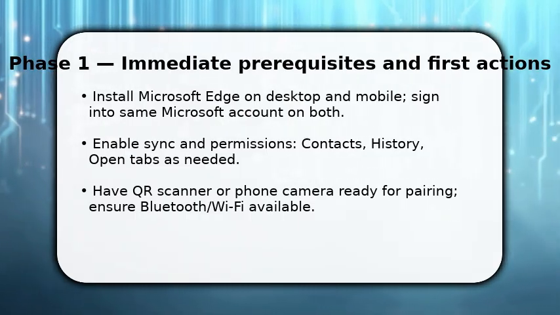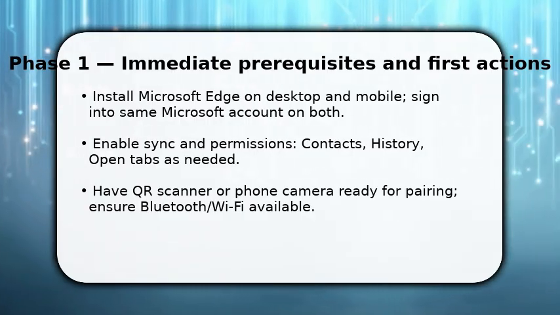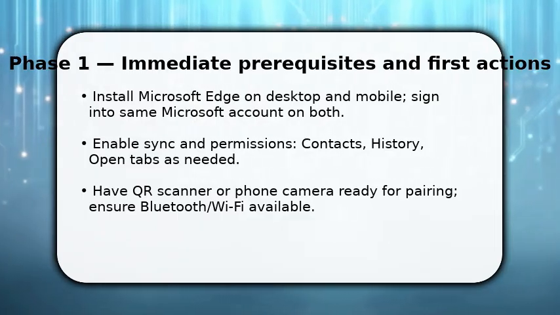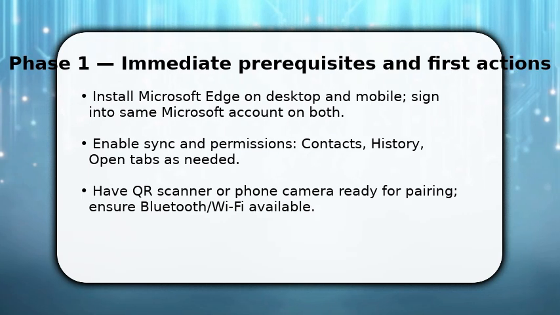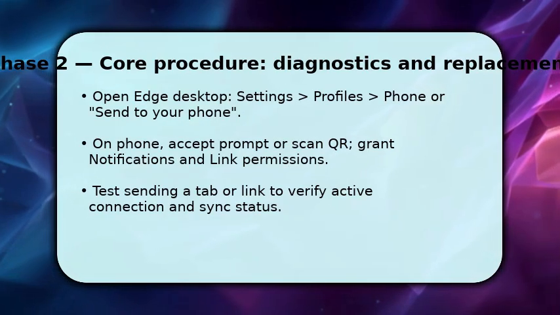Now open Edge on the desktop and go to Settings, select Phone, or Continue on PC options. Use your phone camera or built-in scanner to start the pairing process. This links browser context quickly. Next, you'll execute the core pairing and permission steps that complete the connection.